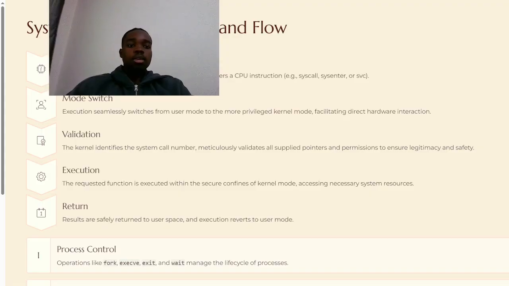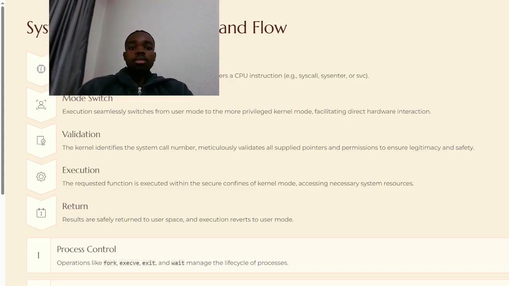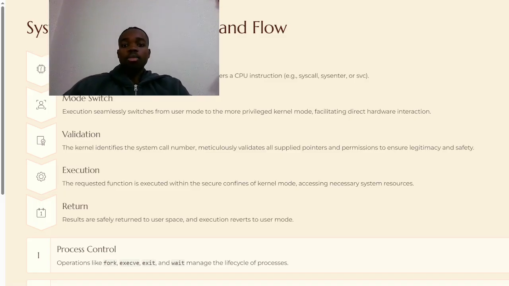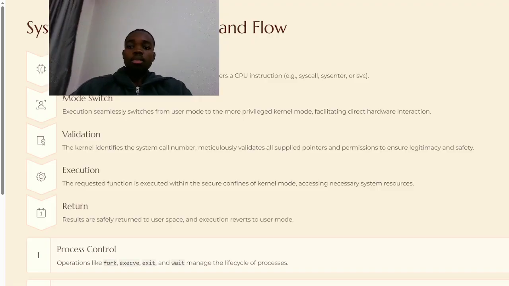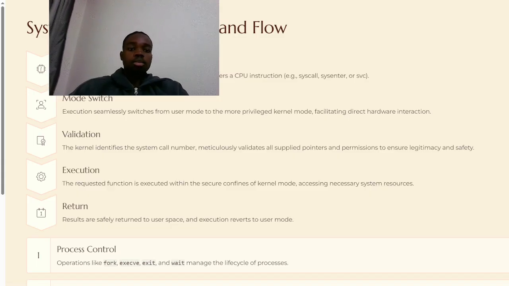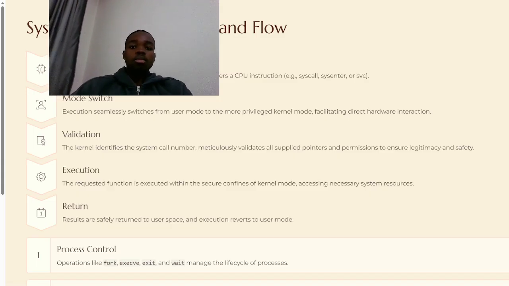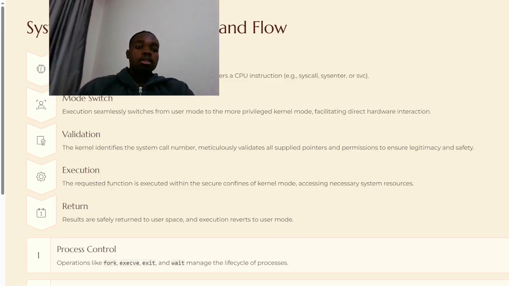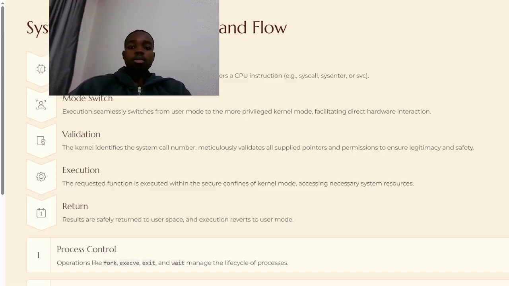Moving to validation. The kernel identifies the system call number. Metaphysically validation all supply pointer and permission execute legitimately and safely. Execution. The requested function is executed within the secure confines of kernel mode, accessing necessary system resources. Return. Results are safely returned to user space and execution reverts to user mode.